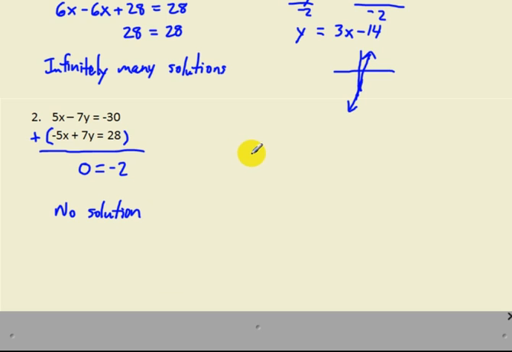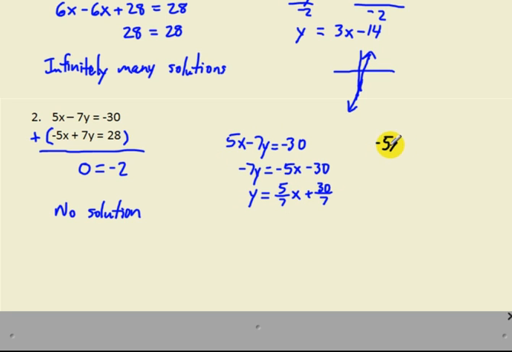If you wanted to see why that is, let's look at that first equation and rewrite it in slope-intercept form. If we subtract 5x from each side, it becomes a negative 5x on the other side. And then divide by negative 7, we get y equals a positive 5/7x plus 30/7. Now look at our second equation where we have negative 5x plus 7y is equal to 28. So now we're going to add 5x to each side.